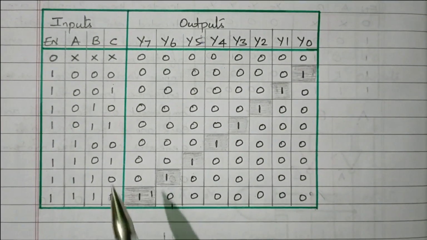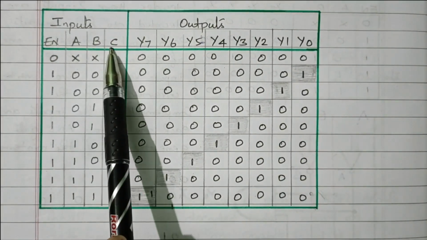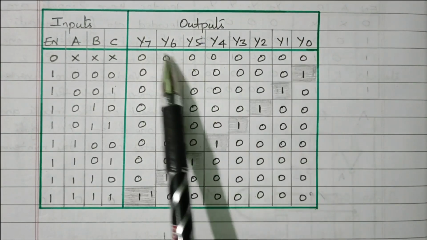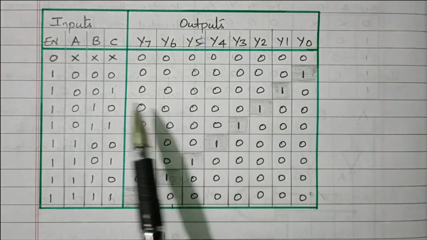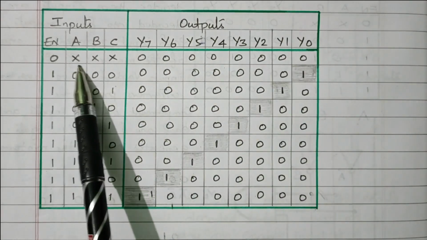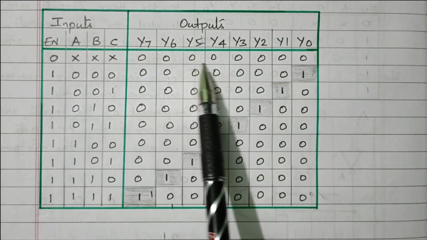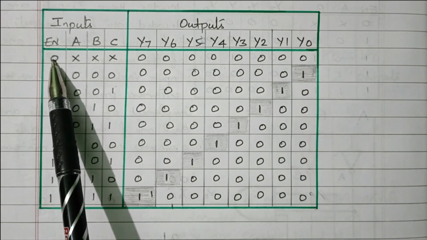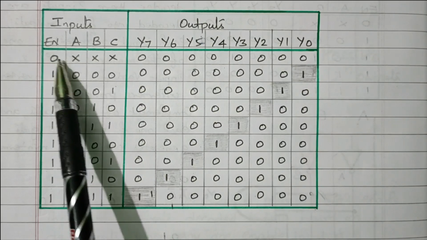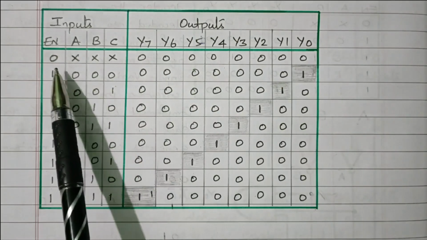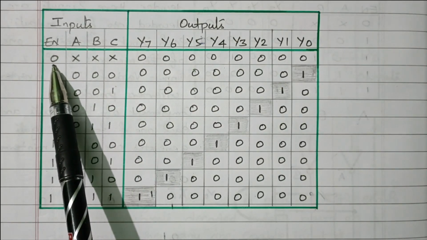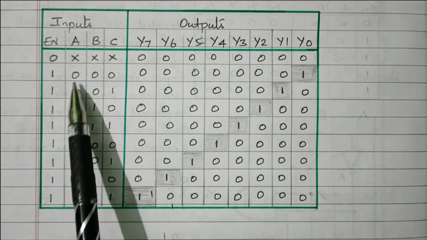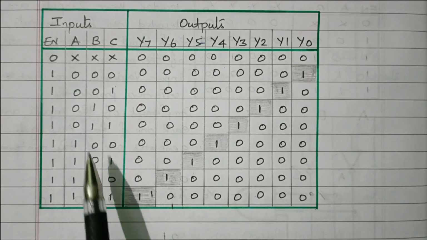So this is the truth table. The inputs are A, B, C and also enable, and these are the 8 possible outputs, Y7 to Y0. Right. If enable is 0, whatever the value of ABC, all outputs are 0. The enable is connected to the AND gate, so enable 0 means the AND gates will produce all outputs 0. So this enable is used to enable or disable the decoder. For the other terms, the enable is 1. Right. Now we'll see how the possible outputs are there.